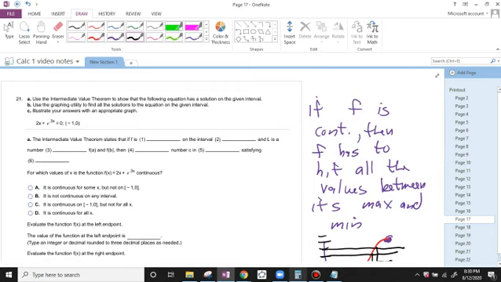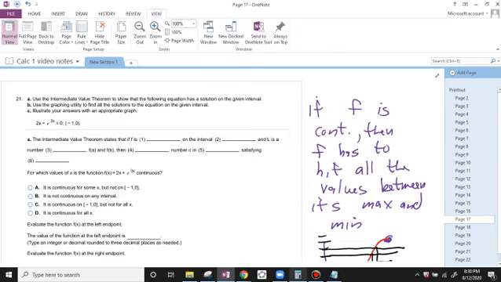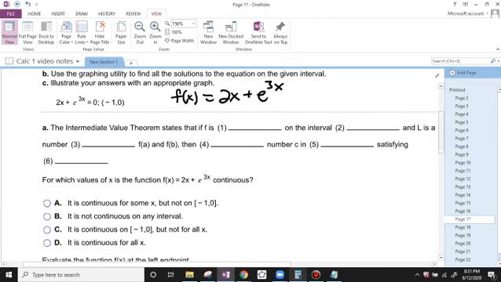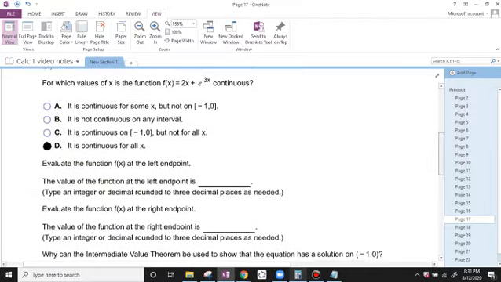Okay? And so now it says use the intermediate value theorem to show that the following equation has a solution. So how would I know that the function f of x equal to 2x plus e to the 3x is 0 somewhere on the interval -1 to 0? So first of all, 2x and e to the 3x are continuous functions for every x. So they're continuous.